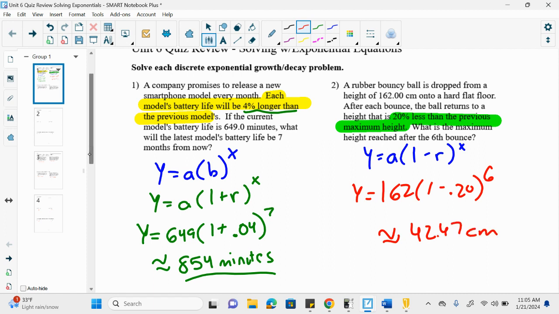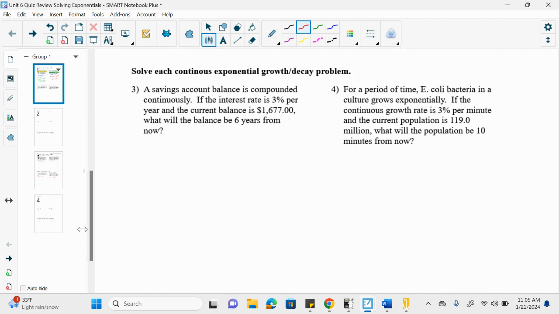Okay. What else we got? Okay, so now it says solve each continuous one. So remember, if we look at 3, a savings account balance is compounded continuously. Compounded continuously is where we introduce that idea of e, the irrational number 2.718. When things compound continuously, that means they're being multiplied by e, where e, remember, is 1 plus 1 over infinity raised to the infinity power, and that approaches 2.718, that approximate number.